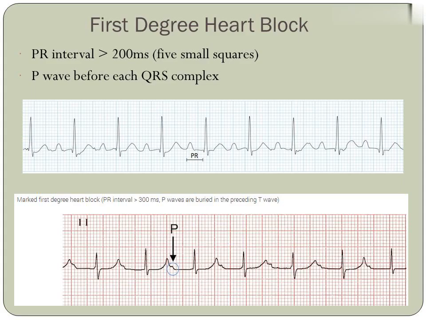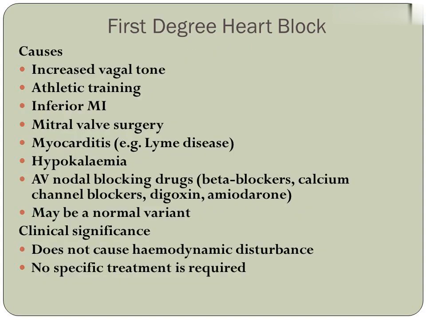First degree heart block. PR interval greater than 200 ms, 5 small squares. P wave before each QRS complex. Causes: increased vagal tone, athletic training, inferior MI, mitral valve surgery, myocarditis, for example Lyme disease, hypokalemia, AV nodal blocking drugs, beta blockers, calcium channel blockers, digoxin, amiodarone. May be a normal variant.